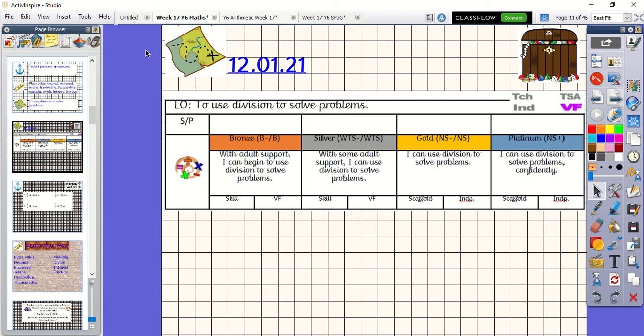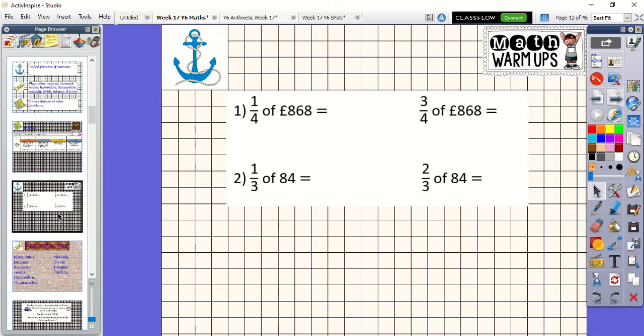Good morning, Year 6. It is Tuesday the 12th of January, and today in maths we are going to be using division to solve problems. Okay then, so to warm up our brains, we have got some questions here.